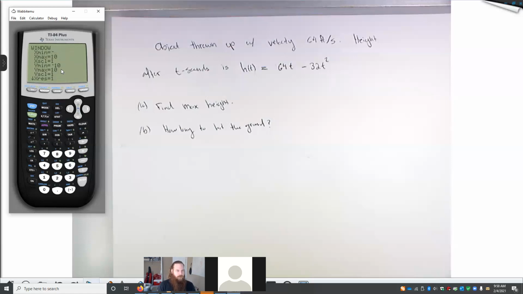So let me change my x min to -1. Change my x max to like 6. I'll change my y min to -1. I'm not interested in negative heights here, but I need to change my y max much, much larger. Let's change it to like 150 just to start. And we'll take a look at this.